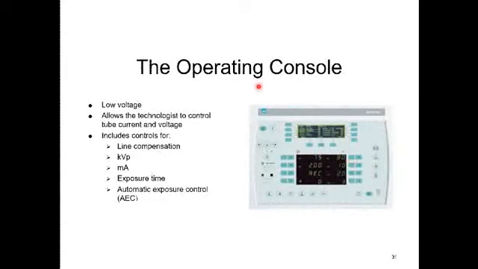Your operating console. So this is mostly what your consoles are going to look like. They're digital. You're going to be able to pick the body part. You're going to be able to pick the thickness, which AEC chamber you're using, how thick the patient is, your mA, your kV, all that is located in the operating console. The biggest thing with the operating console is that it's low voltage. That way we can touch it. So occupational workers can touch it without getting shocked. That's super important to remember.